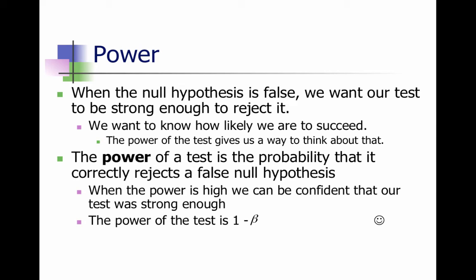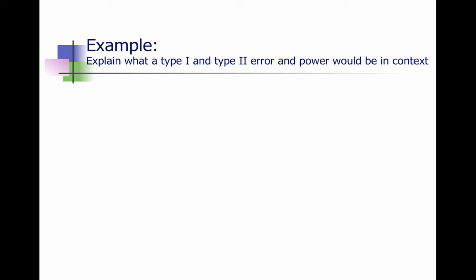And the power of the test is 1 minus beta. So beta is the probability of a type 2 error. You subtract that from 1 and that gives you your power. Like I said, we're not going to focus too much on calculating those actual probabilities. We're just going to mostly focus on how to interpret what a type 1 and type 2 error is, as well as power. Looking at another example.